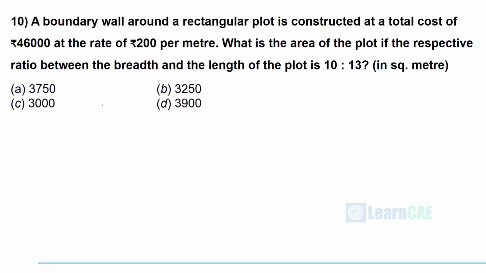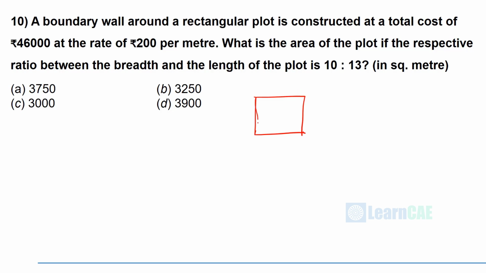Okay, next problem. The boundary wall around a rectangular plot is constructed at a total cost of rupees 46,000 at the rate of 200 rupees per meter. What is the area of the plot if the respective ratio between breadth and length of the plot is 10:13? So what they are saying is the boundary wall around the rectangular plot is constructed at a total cost of 46,000.